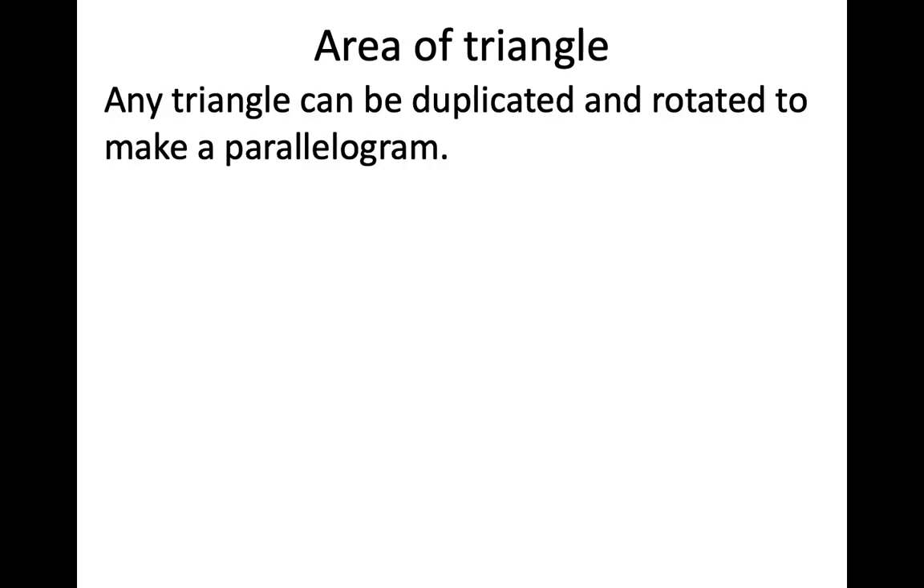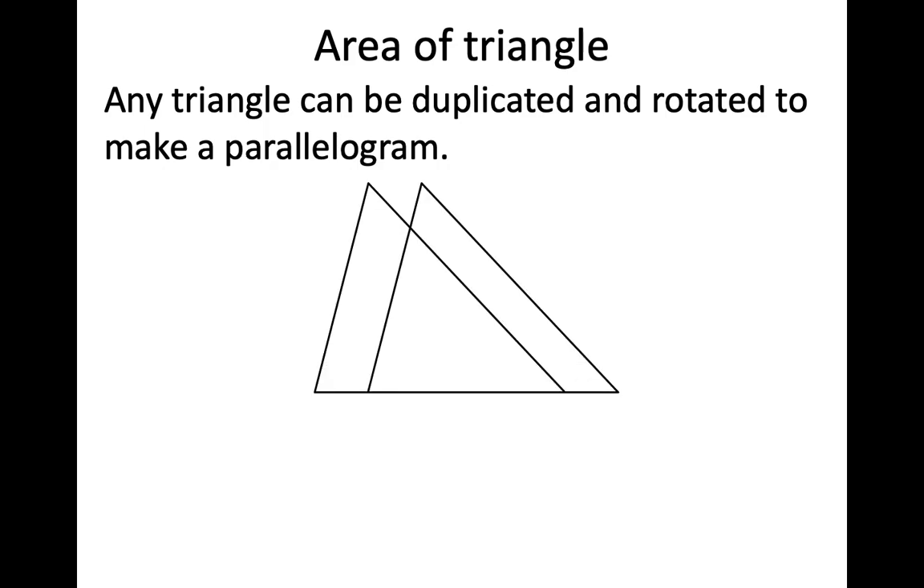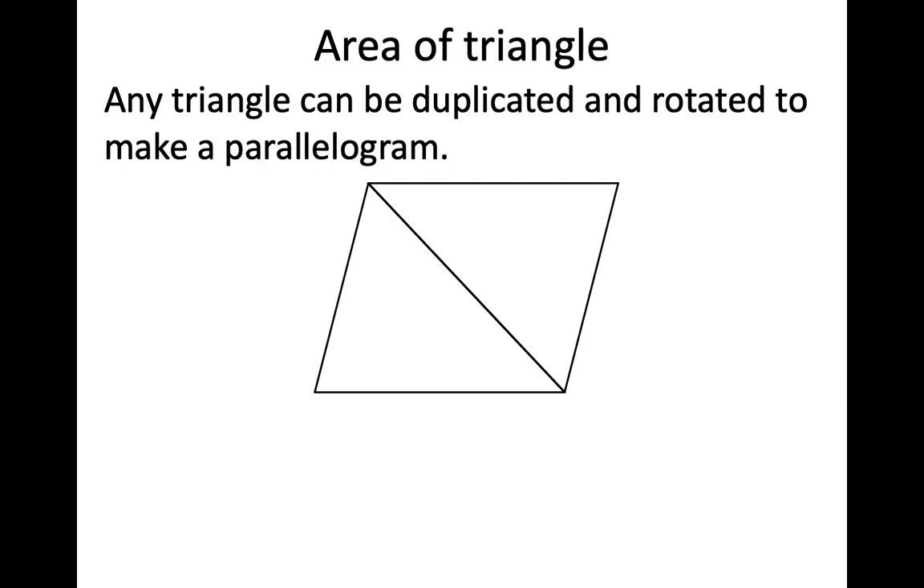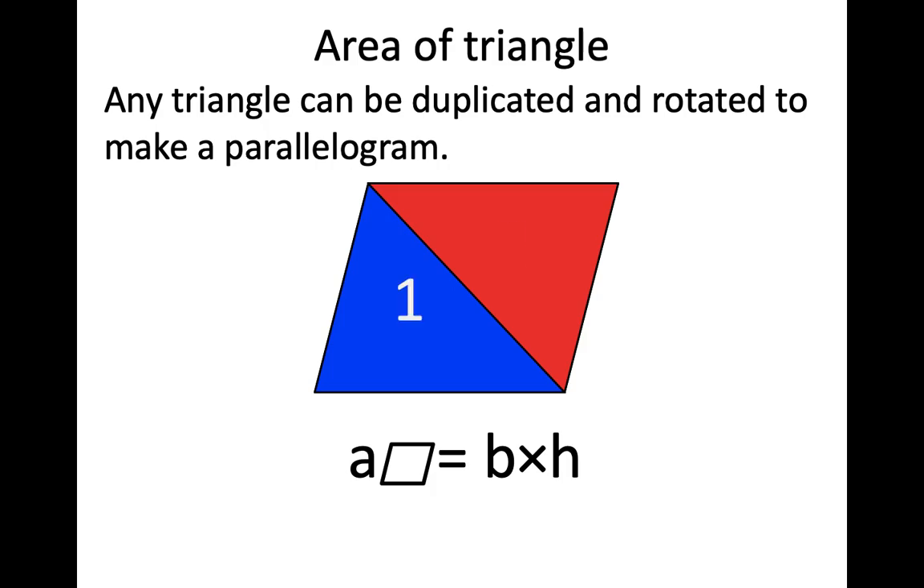Now let's talk about the area of a triangle. Any triangle can be duplicated and rotated to make a parallelogram. So here's a triangle. I can take that triangle, make a congruent triangle exactly the same shape and size, rotate that second triangle 180 degrees, and I make a parallelogram, which we just found out that the area of a parallelogram is base times height. And this particular parallelogram, as we just said, is made up of 2 triangles. So if there are 2 triangles and the area is base times height, and there are 2 of them, then each one must be 1/2 of that. So the area of a triangle is 1/2 the base times height.